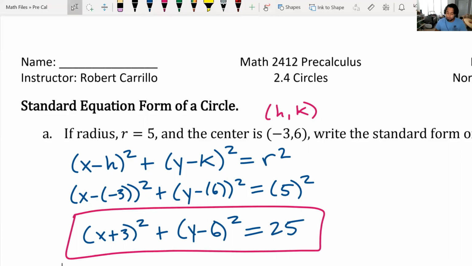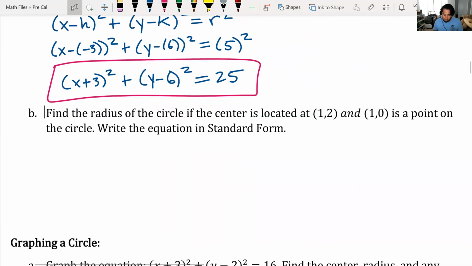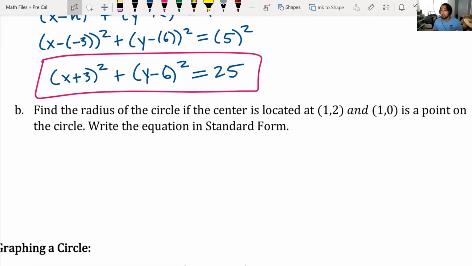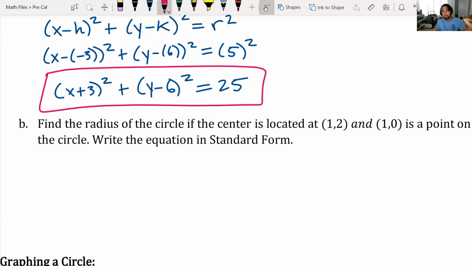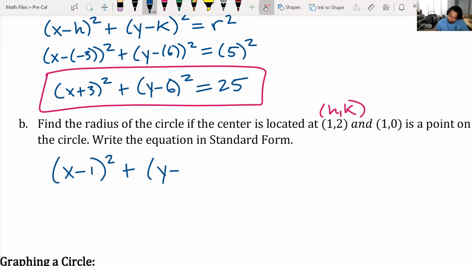Okay, next. Find the radius of the circle if the center is located at (1, 2), and (1, 0) is a point on the circle. Write the equation in standard form. So again, we have the standard form. I see it above there. So let's just fill in the pieces. Again, here is our center, (h, k). So if I put it in, you would have (x minus 1) squared plus (y minus 2) squared equal to, the one thing we don't know here, they did not give us the radius, is r squared.